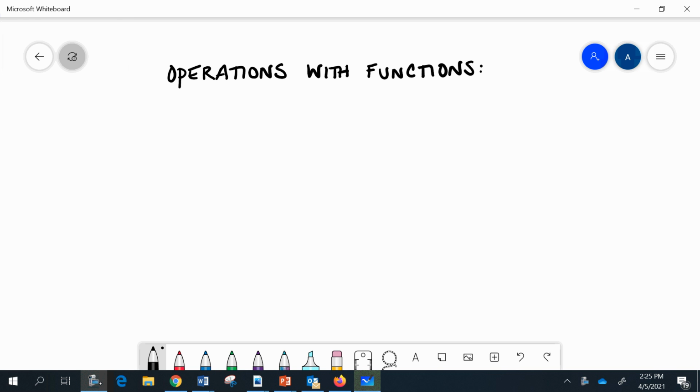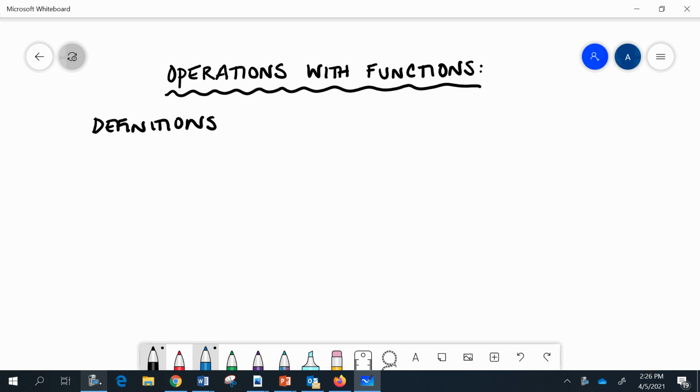All right, so let's go over operations with functions. What we're going to start out by talking about are some basic definitions, because the hardest part of this really is understanding what the notation means. The first thing that we might see is notation like this. Suppose it looks like f plus g of x.